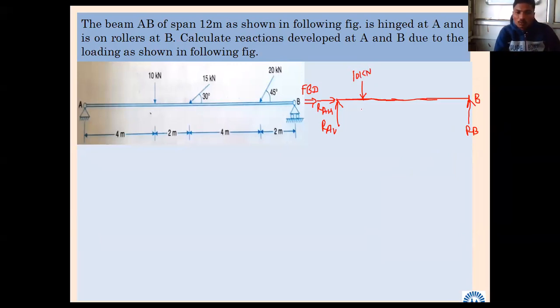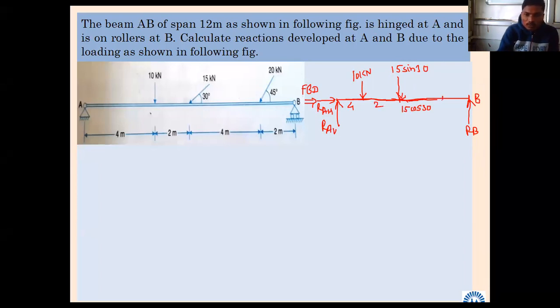What about this 15 kilonewton force? Is it necessary to convert it into components? Vertically downward, how much is it? 15 sin 30 vertically downward. And this horizontal, how much? 15 cos 30, in the negative direction.